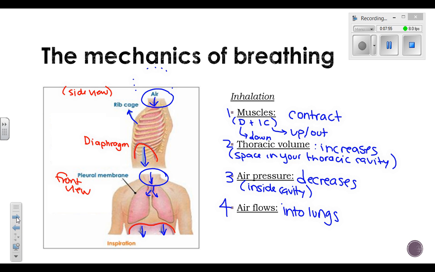Now that's what happens when you inhale. When you exhale, I'm going to use the same 4 words, but just change what is happening in each of them. So I'm giving you a directive about how you should study this. It's the same 4 things, and they're basically going to be the opposite. So if, when you're studying, you know really well what happens during inhalation, you know that exhalation will just be the opposite of that.